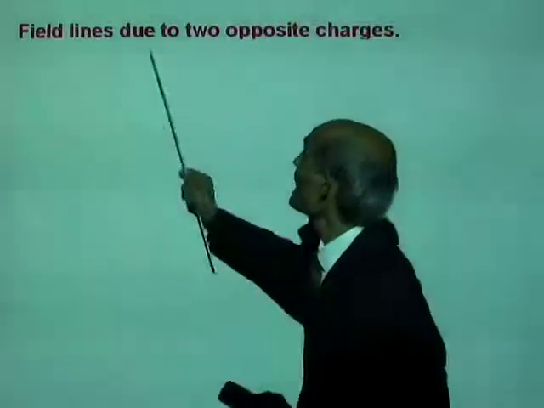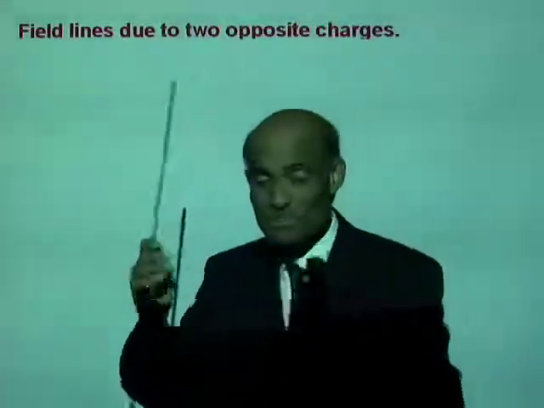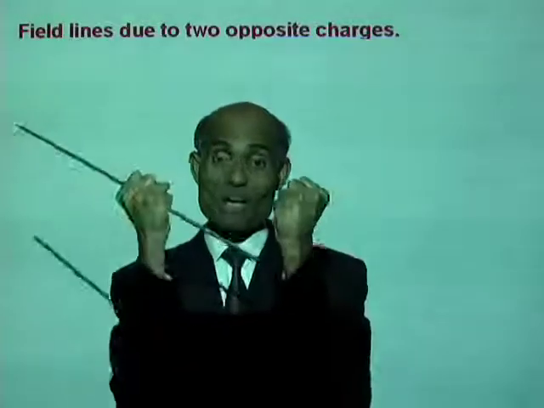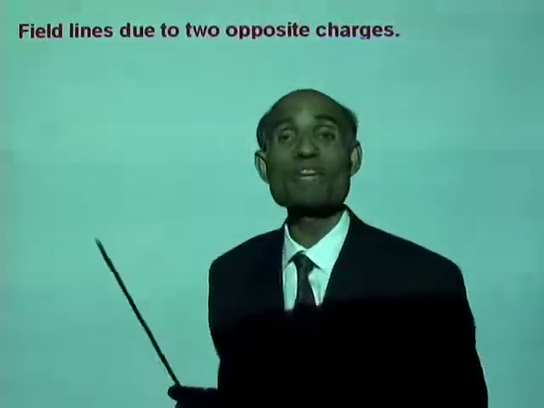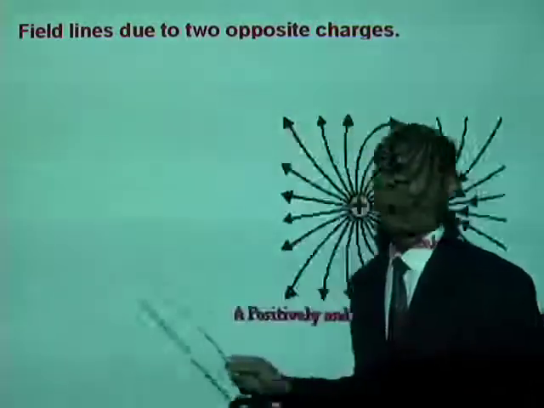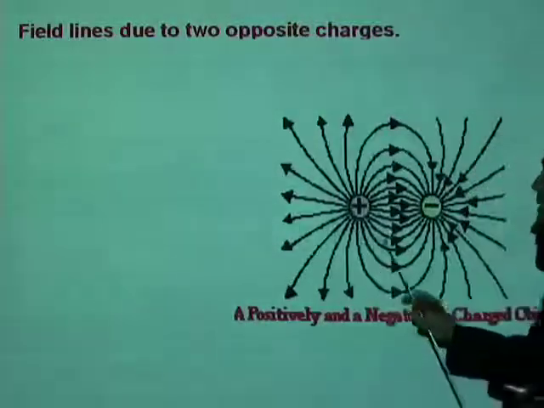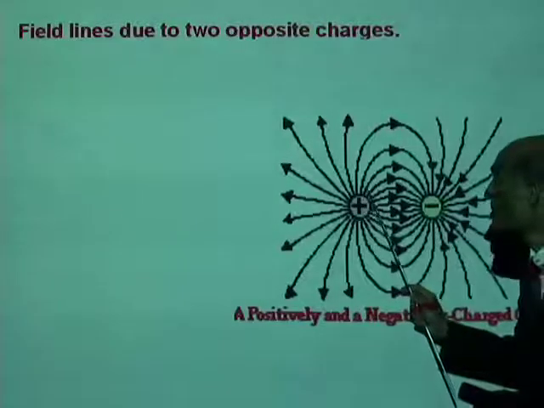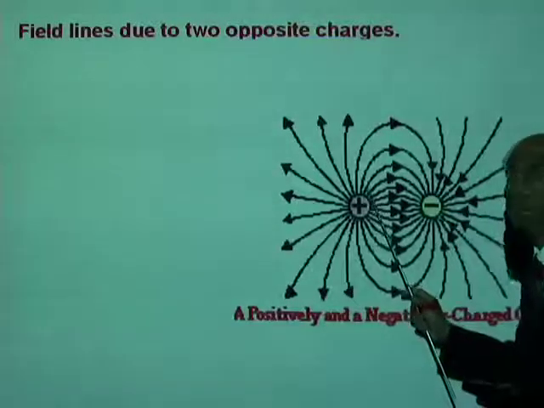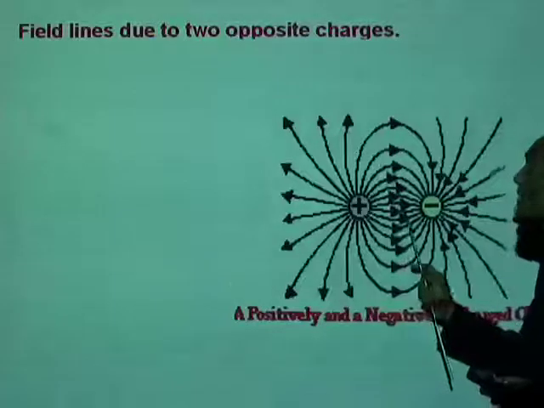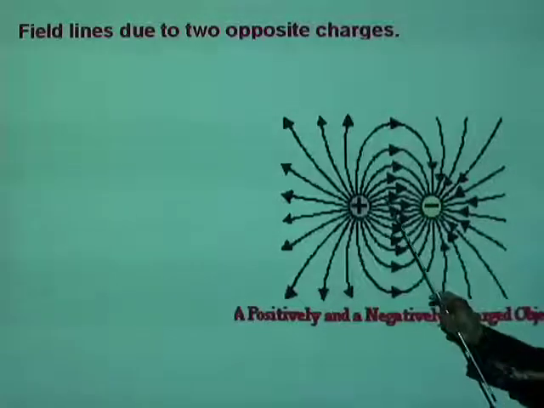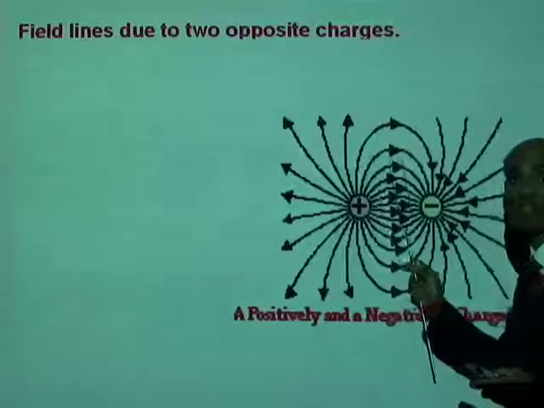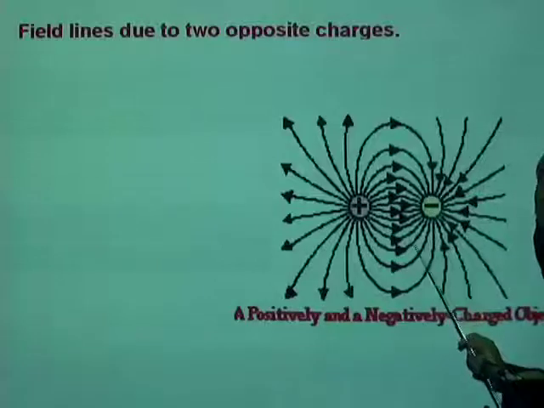Alright? Field lines due to two opposite charges. If I have a negative charge and a positive charge, how will the electric field look? Well, look at this. That is the positive, that is the negative. A test charge placed near the positive will move away from the positive and towards the negative. So the field lines originate at the positive and terminate at the negative.